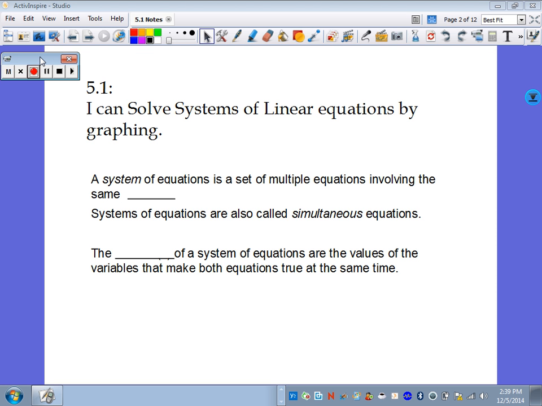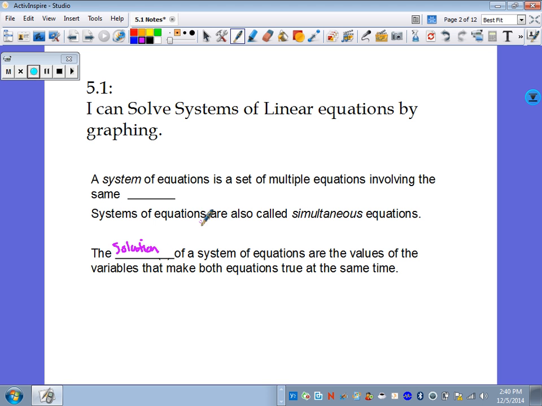A system of linear equations is a set of multiple equations involving the same variables. Systems of equations are also called simultaneous equations, and I would say the solution here is what they're probably looking for. And this would be solution.